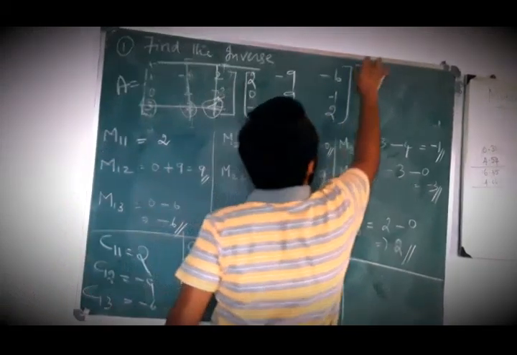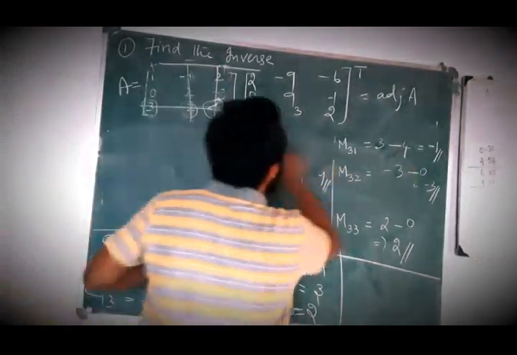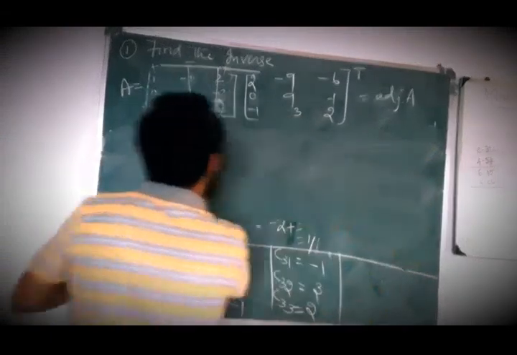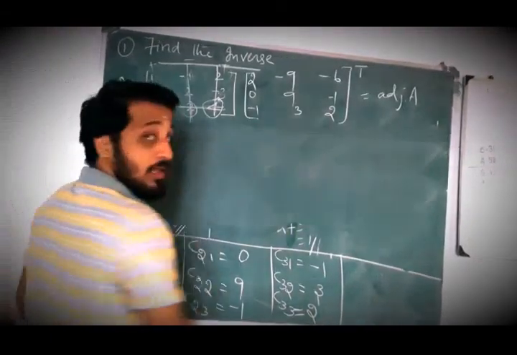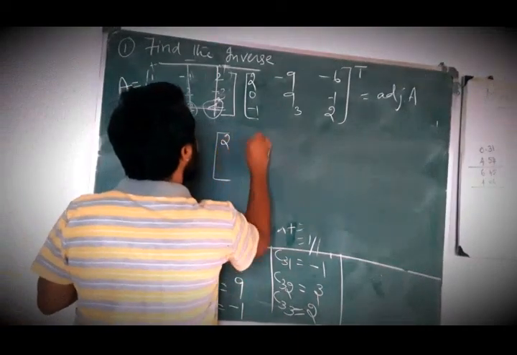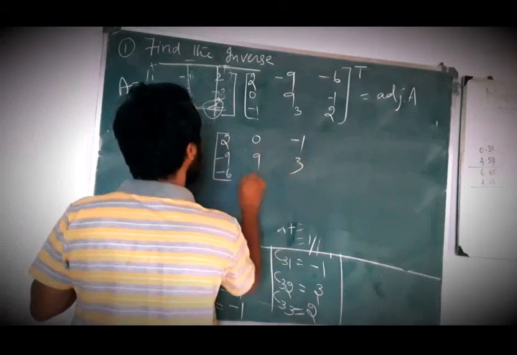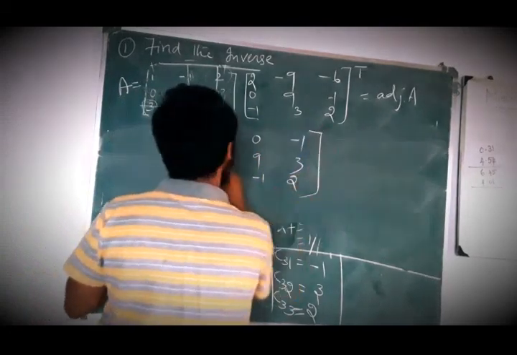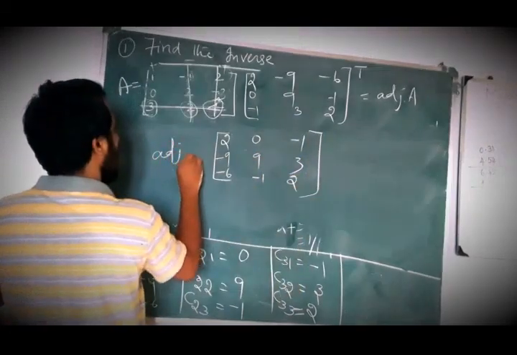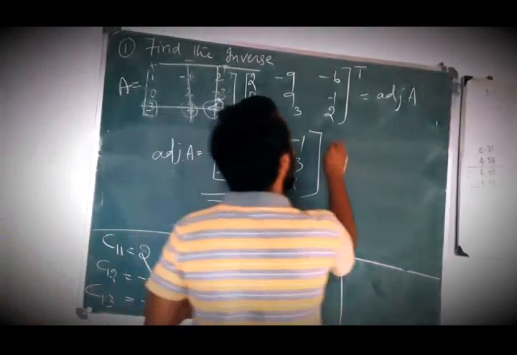Cofactor matrix transpose is nothing but adjoint. I will take the transpose of this, right? I have to take the transpose of this cofactor matrix. To take the transpose, interchanging rows and columns is nothing but transpose. So 2, 0, minus 1, minus 9, 9, 3, minus 6, minus 1, 2 is nothing but adjoint.